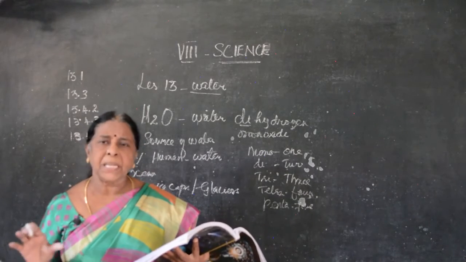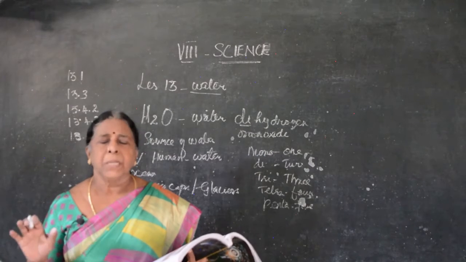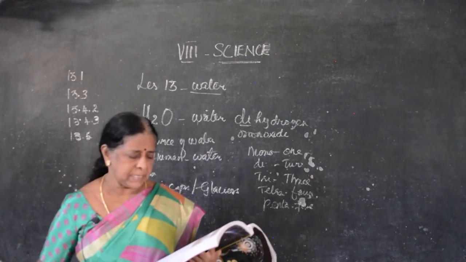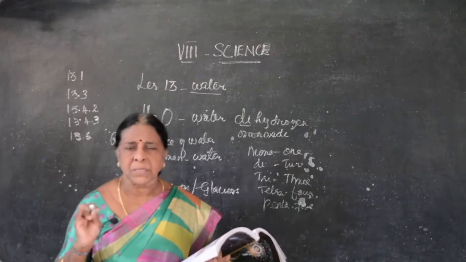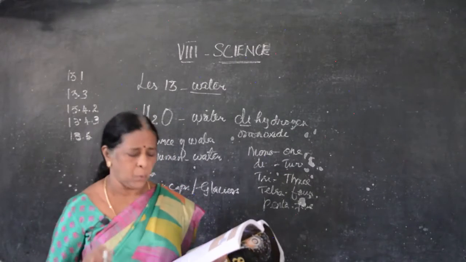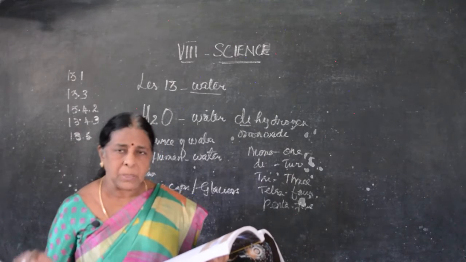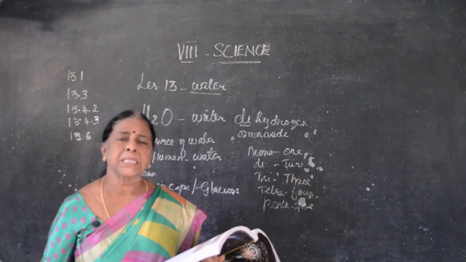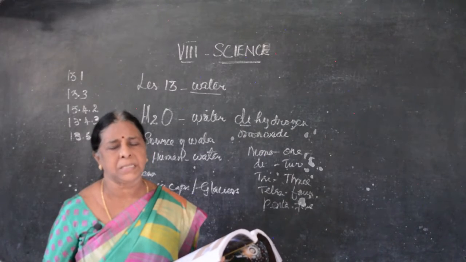The process of breaking down water molecules by passage of electricity is known as what? Electrolysis. So what are the characteristics we have seen? 65% of our body is made up of water. Water is known as dihydrogen monoxide. It can be broken up into hydrogen and oxygen. That process, by using electricity, we are breaking down the water into hydrogen and oxygen.